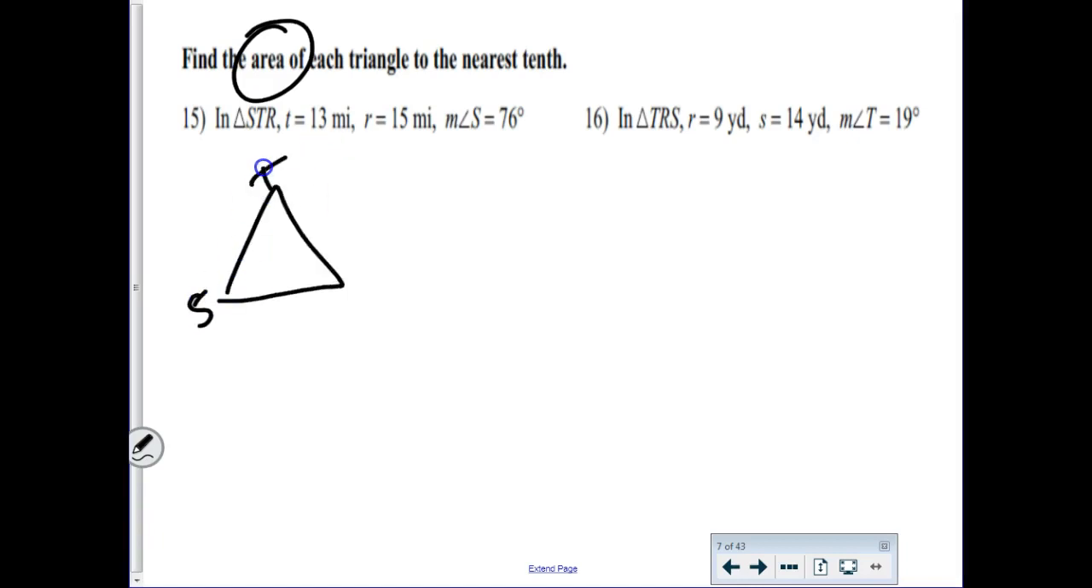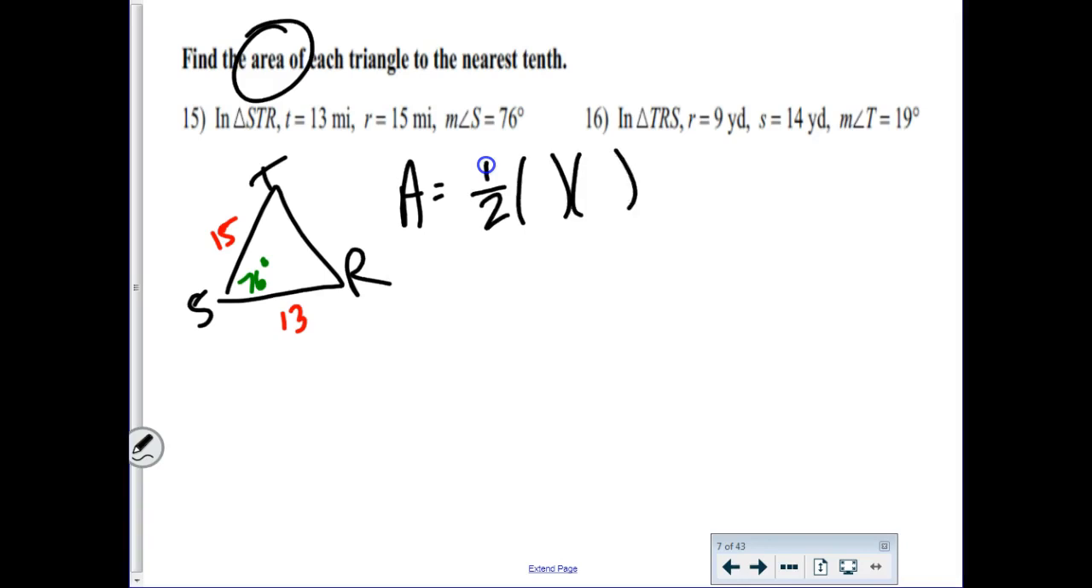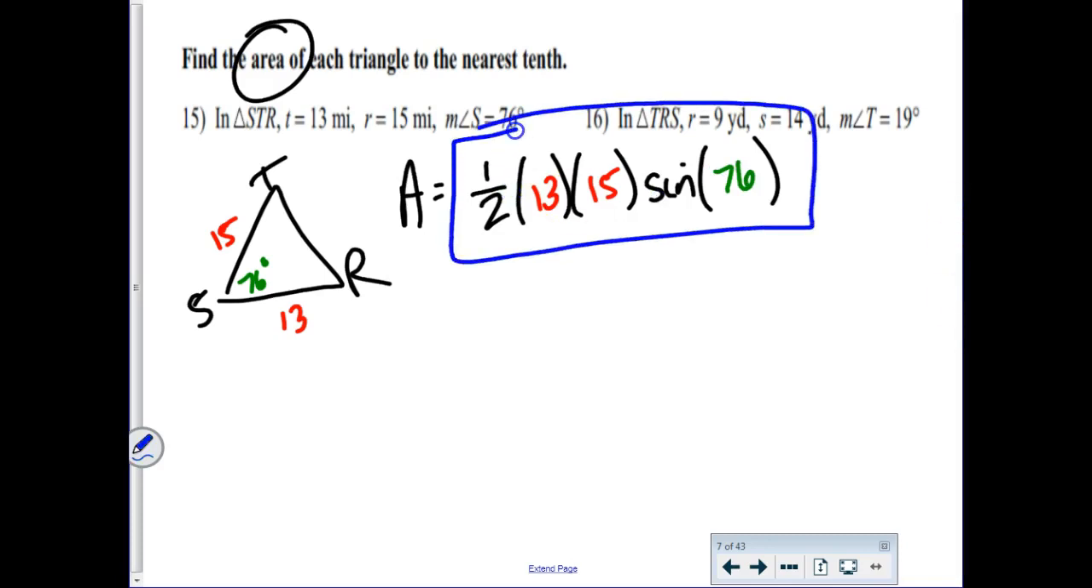Triangle STR, where angle S is 76 degrees, leg T is 13, and leg R is 15. Yes, we most definitely have that side angle side setup. So the area formula is 1/2 times the leg times the leg times the sine of the included angle. Legs in any order, and we're still in degree mode. This time you don't have to do any square rooting, it's just A equals this. Type this in your calculator, and this is number 15, so the answer should come out to 94.6 miles squared.